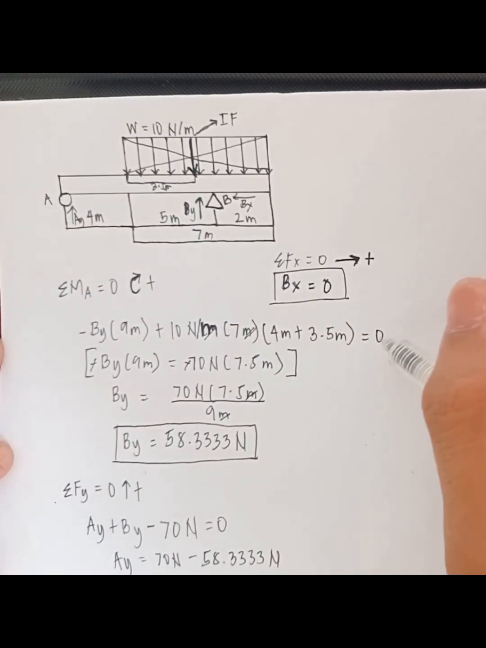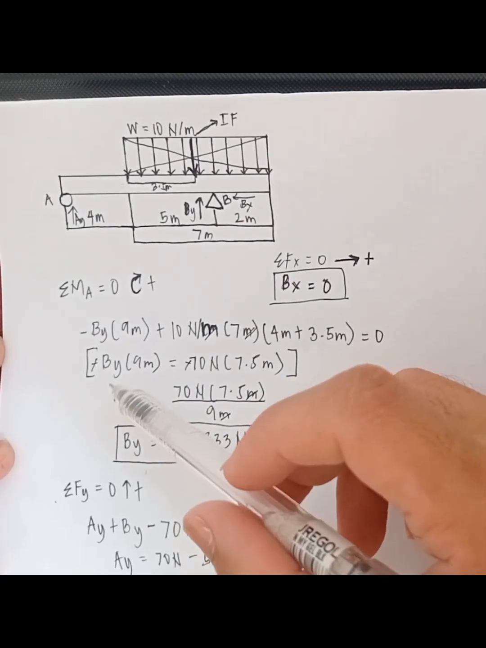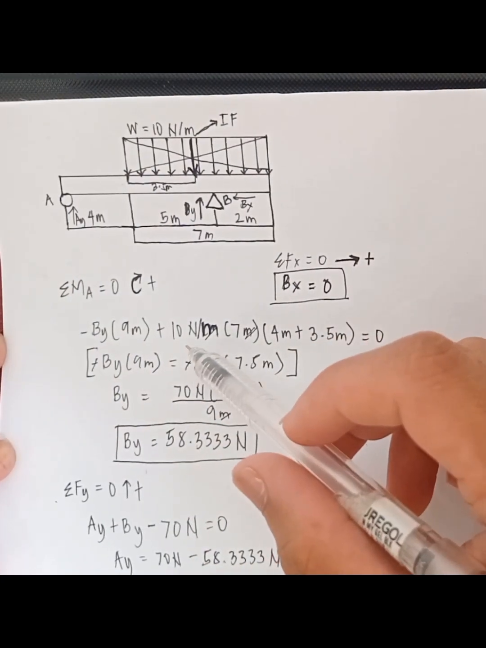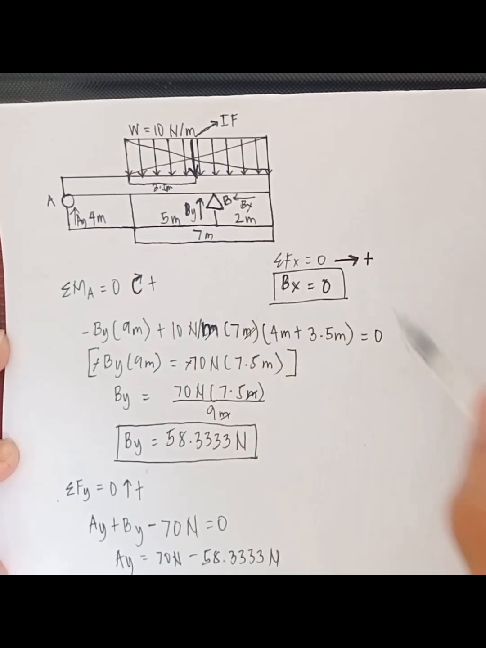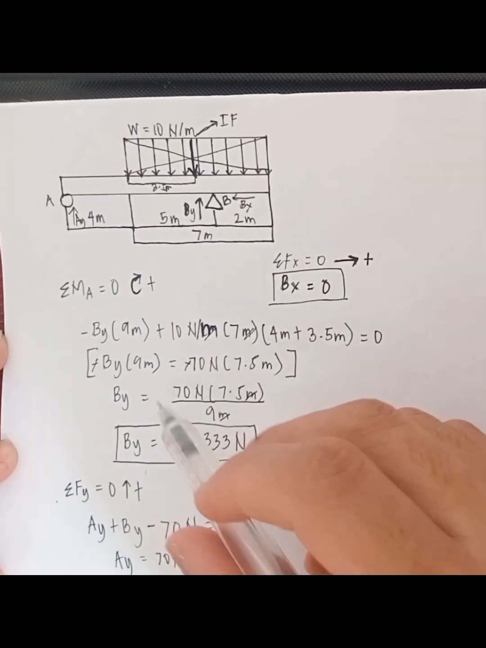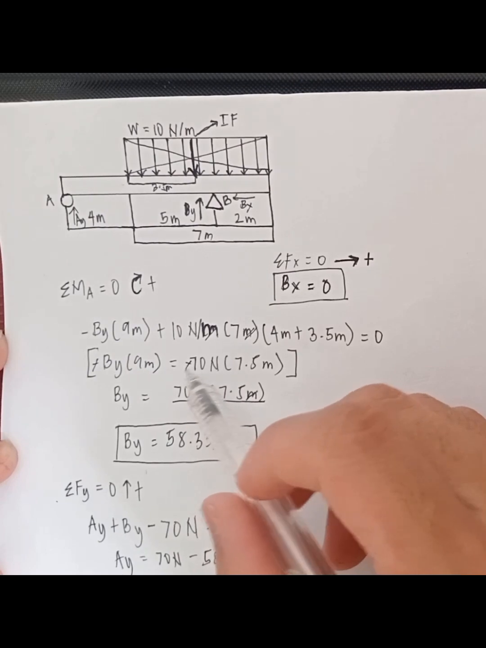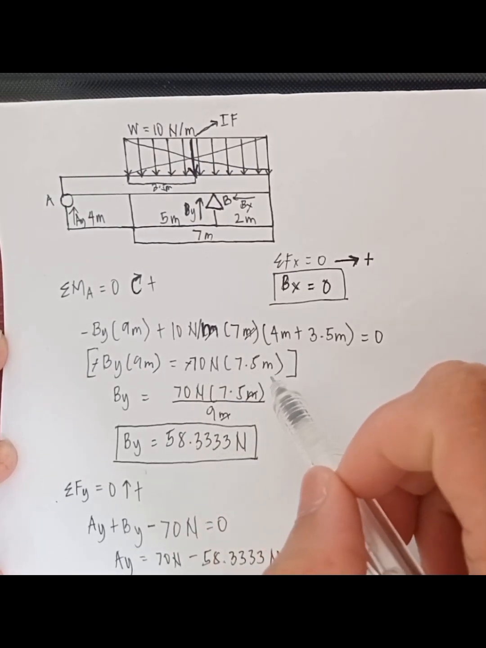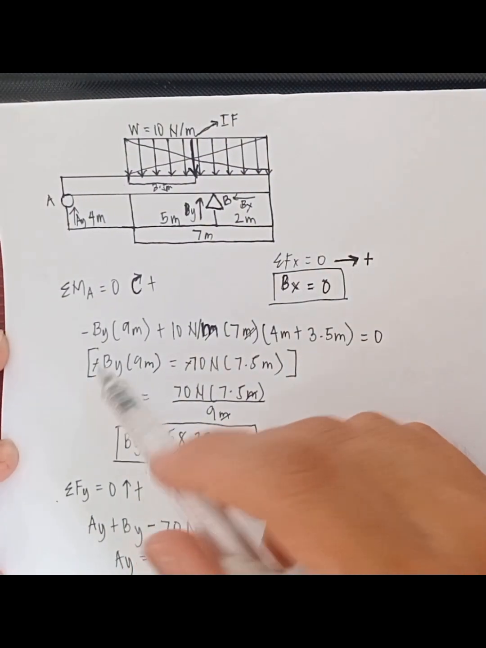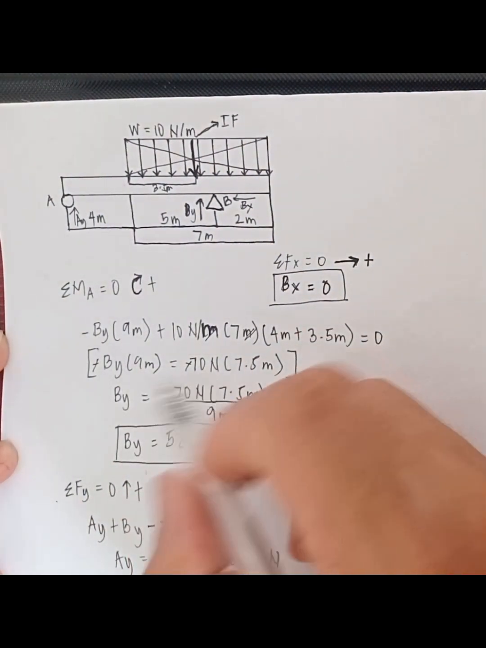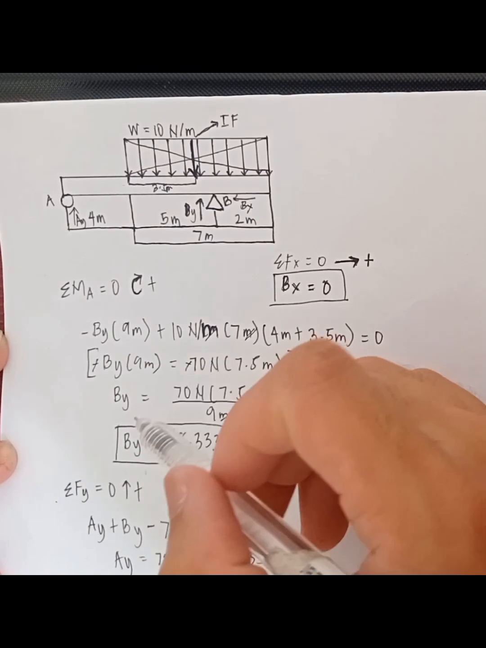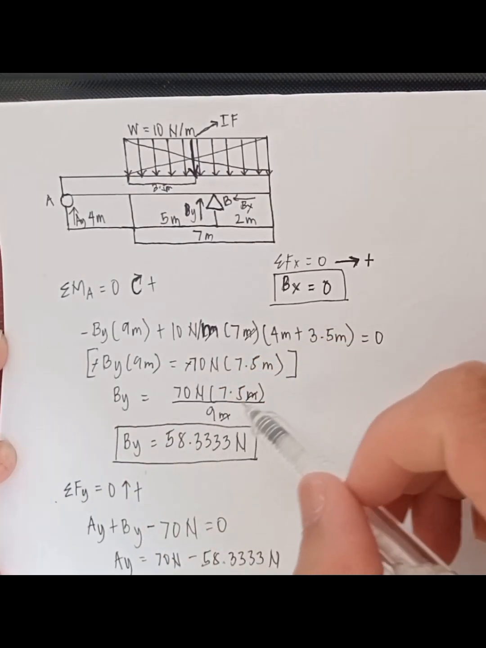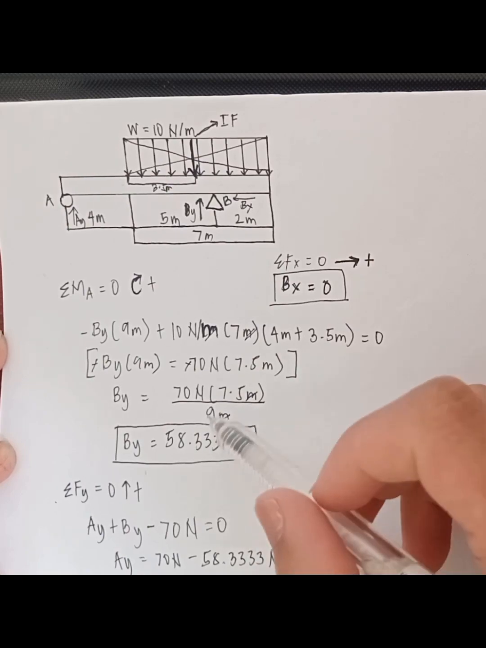Then equate it to 0. Then we can solve for the value of By by transposing this term to the other side of the equation. So it would be negative 70 Newton times 7.5 meters. Then we can cancel the negative sign on both sides. So By equals 70 Newton times 7.5 meters over 9 meters.